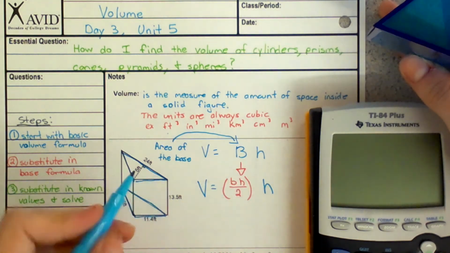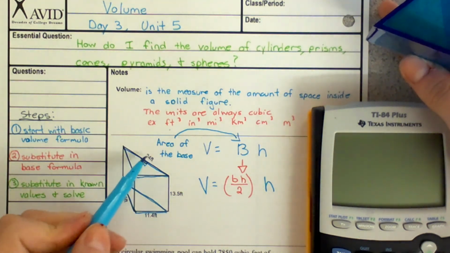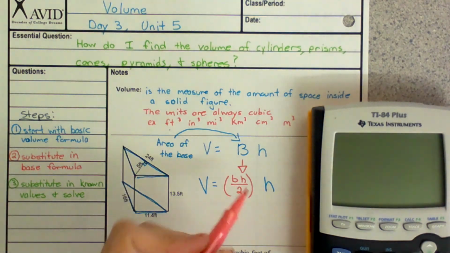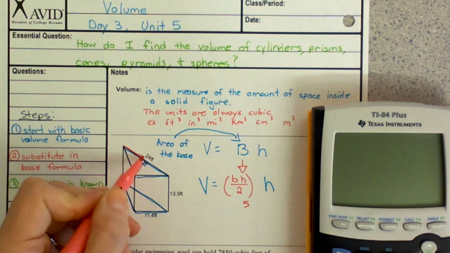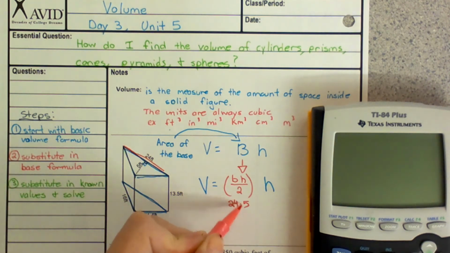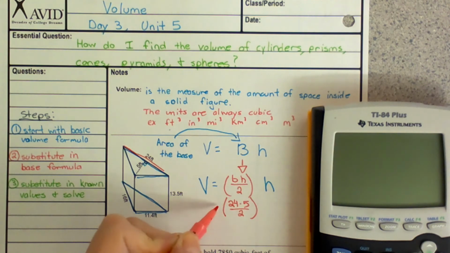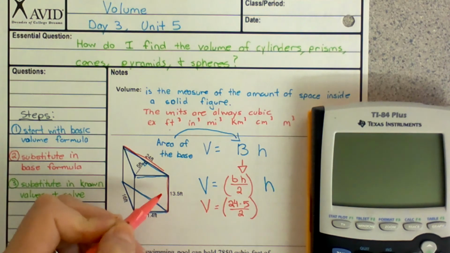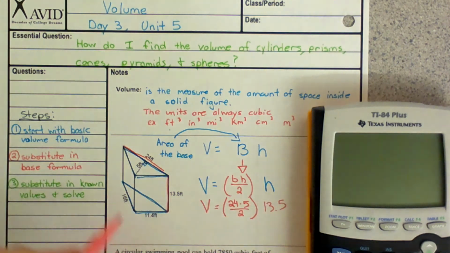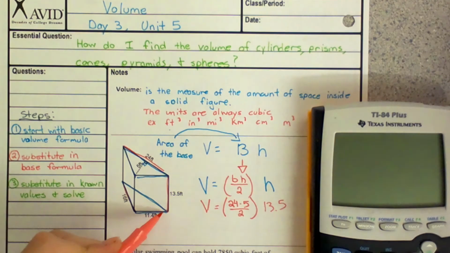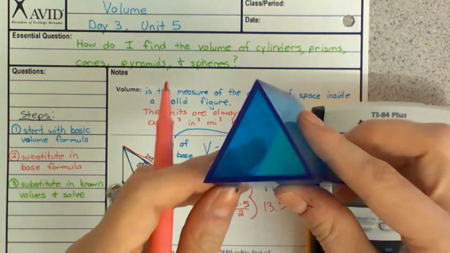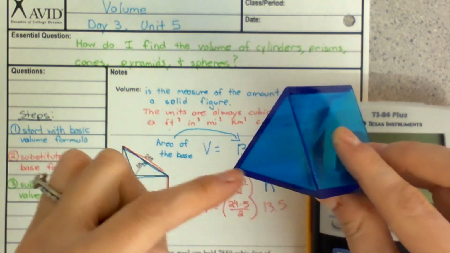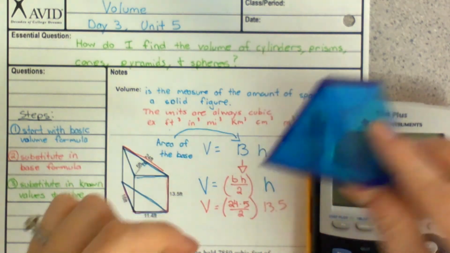It's important to know that base and height always meet at a 90-degree angle. So these are the two numbers that I plug in. I'm going to use the 5 as the height, and I'm going to use my base as 24. And then the height of the overall prism is right here, 13.5. This slant height and this slant height I do not care about. I just want to know these two at a 90-degree angle.